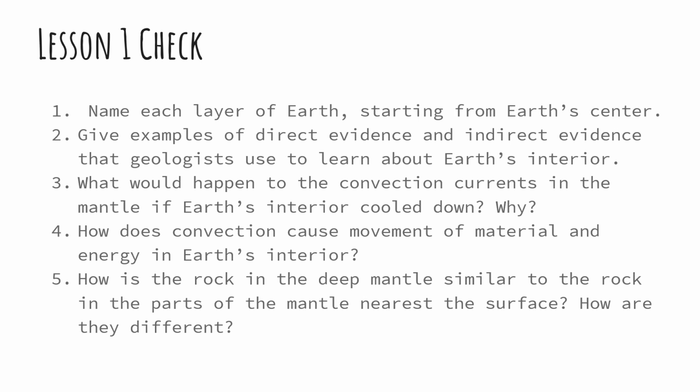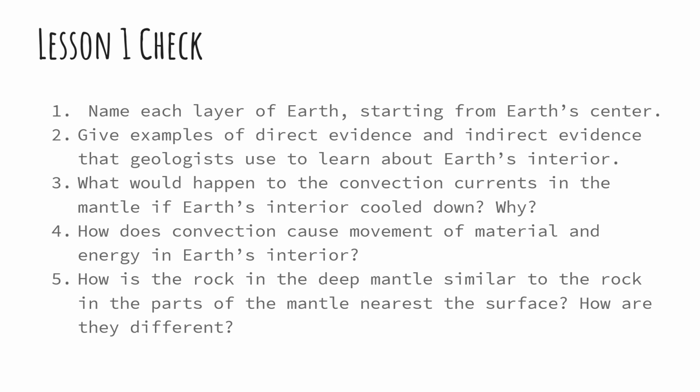Number 3, what would happen to the convection currents in the mantle if Earth's interior cooled down, and why? The currents would stop because a difference in density, caused by heat, is needed to drive the currents. Number 4, how does convection cause movement of material and energy in Earth's interior? So, cool, dense rock from the lithosphere sinks into the mantle where it is heated again. The heated, less dense rock flows upward. This moves both heat and material.